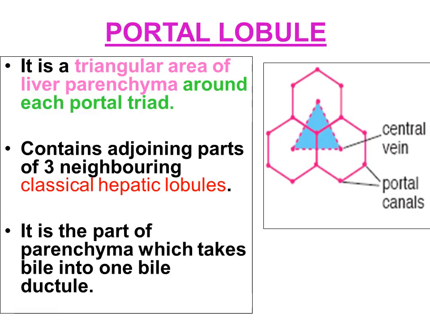Another way to divide the liver parenchyma is in the form of the portal lobule. It is a triangular area of liver parenchyma around each portal triad that contains the adjoining parts of three neighboring classical hepatic lobules. It is that part of the parenchyma which drains bile into one bile ductule. Thereby, it is a triangular territory of liver tissue with the portal triad at the center and the central veins at each corner of the triangle.